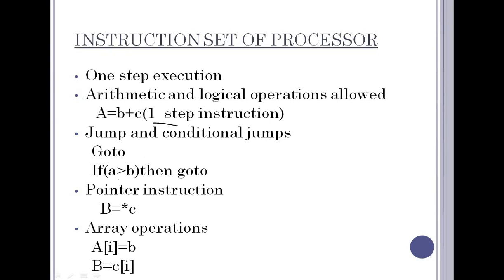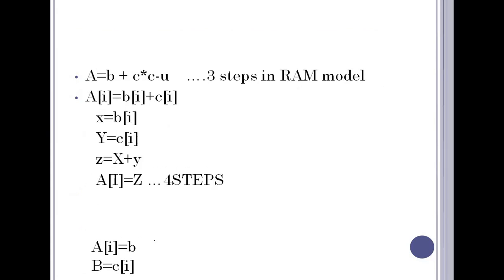If I do some conditional, that time also I will require one step. I can have the pointer instruction, I can have the arrow operation, and right now we can see how many program steps we require. Here for multiplication we require one program step, for the negative minus, the subtraction, the second one, and for the addition the third one. So in this way three steps are required in the RAM model.